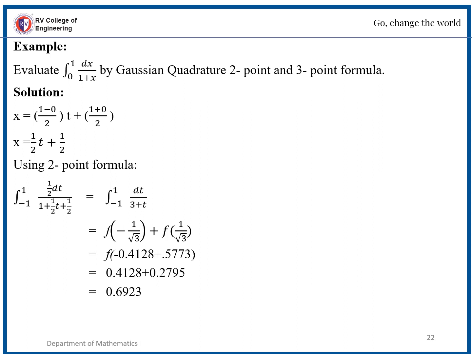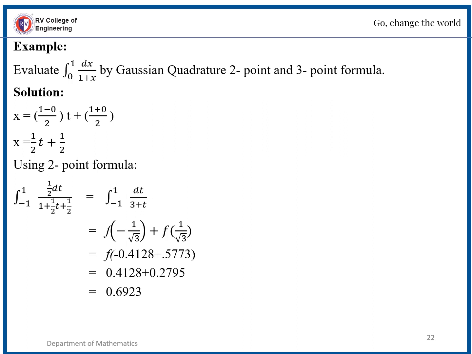So when we go back and substitute in the given integral, the integral gets transformed to minus 1 to 1. dx is half dt. So divided by 1 plus x, which is 1 by 2 t plus half. So that is equal to the integral from minus 1 to 1 dt divided by 3 plus t. And here we are using the 2-point formula, and that is equal to f of minus 1 by root 3 plus f of 1 by root 3.